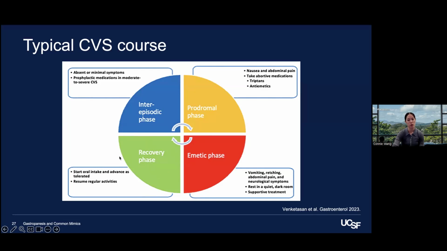And then next, they move on to the recovery phase. So now they're able to start to take in more PO and return to their normal daily activities.